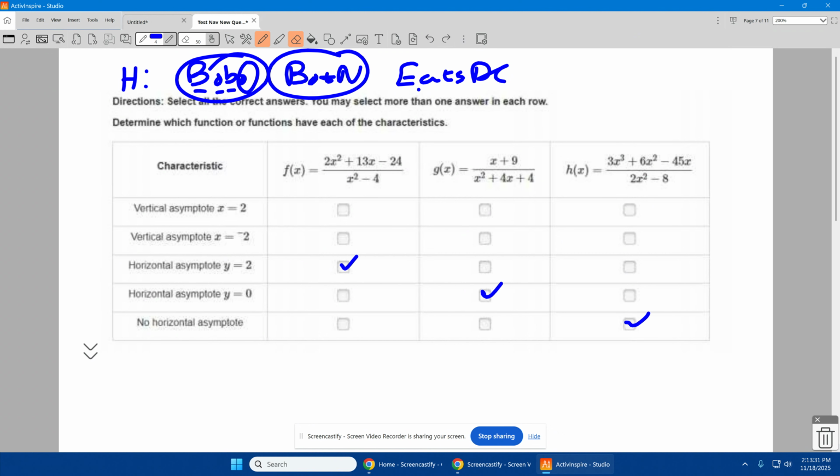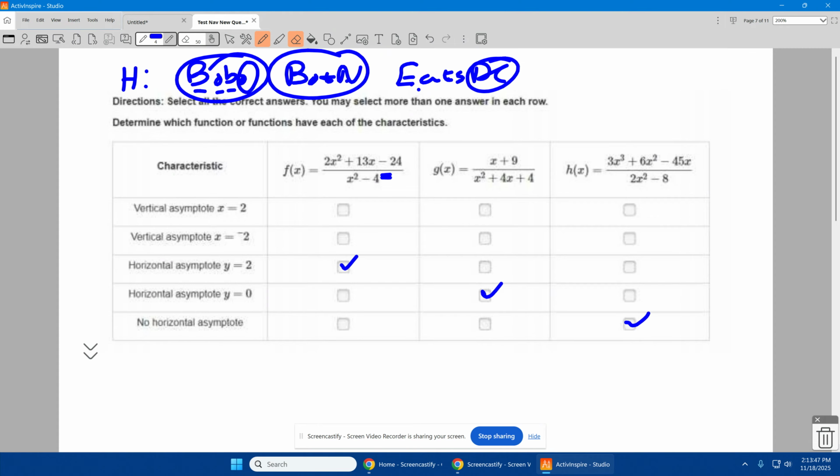There, we just took care of all the horizontal asymptotes using BOBO, BOTN, EATS DC. Bigger on bottom, y is 0. Bigger on top, none. Exponents are the same, you divide the coefficients, the numbers out in front. Now for vertical, we just look at the bottom.